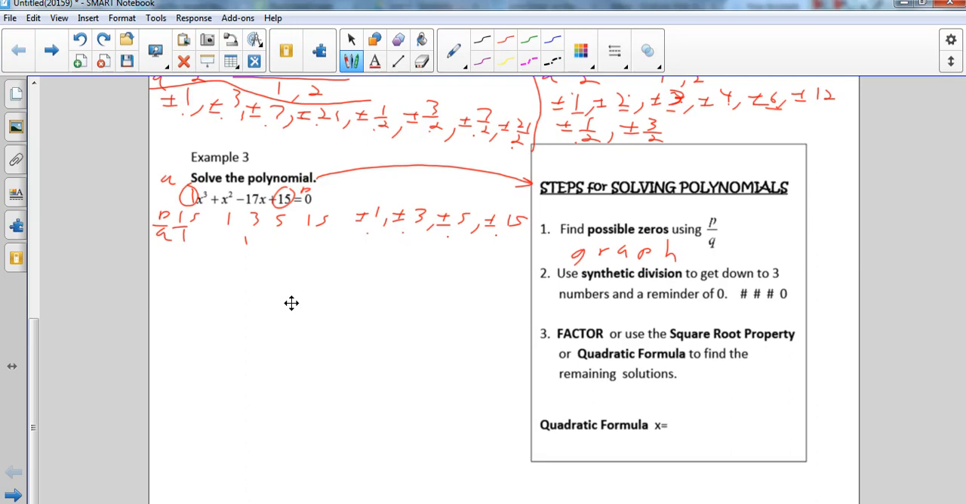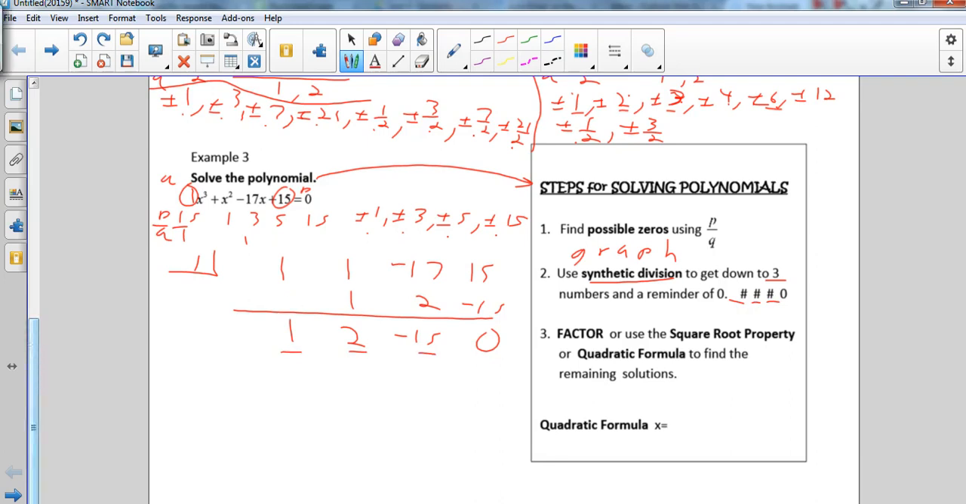So I'm going to do synthetic division. I can pick any one of those numbers. I'm going to pick 1. So I'm going to start here. 1, 1, negative 17, 15. Drop down, multiply, add. Multiply, add, multiply. There's my 0. Now notice in step 2 it says use synthetic division to get 3 numbers. 1, 2, 3, and a 0. Well, I have 1, 2, 3, and a 0. So now my next step is to either factor, use the square root property, or the quadratic formula.